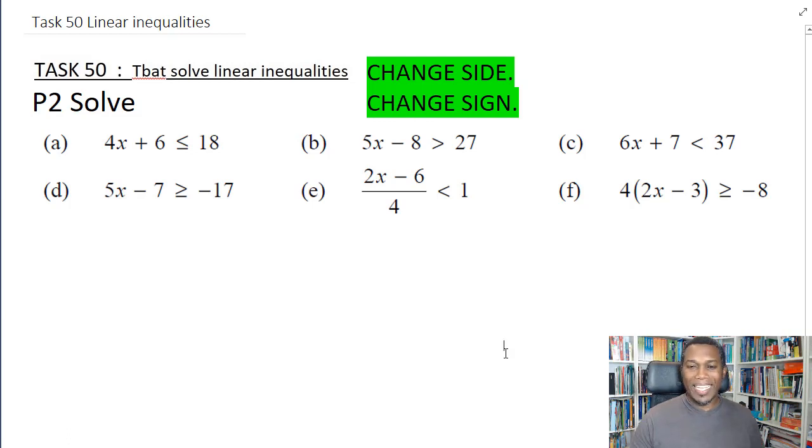Okay, I'm going to put up the answers. Before I put up the answers, I just want to touch on E, because E is one that we didn't do as an example with the fraction. The fraction means dividing by 4.